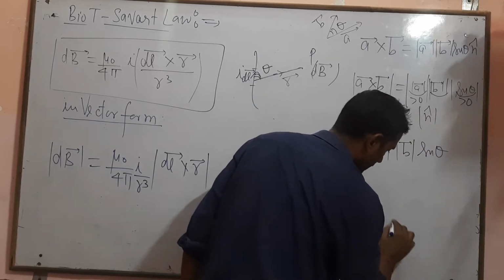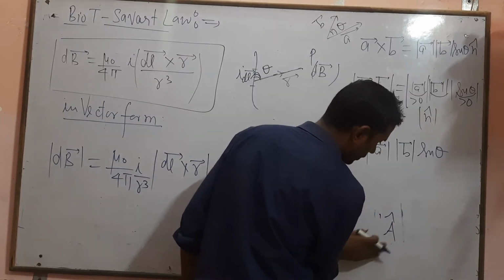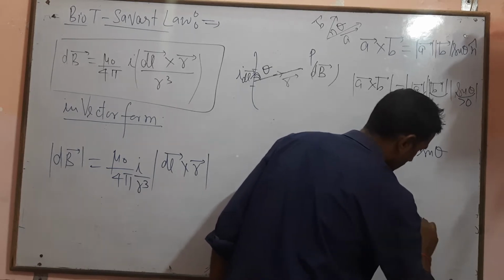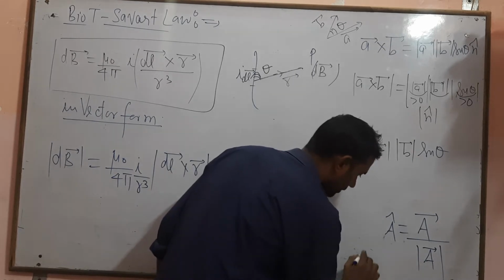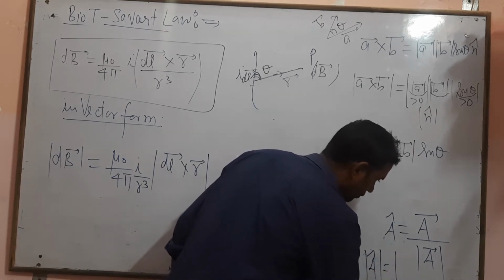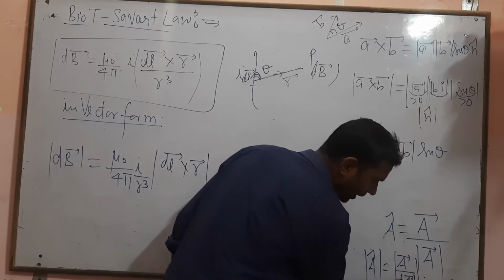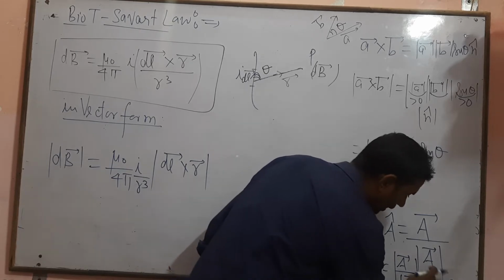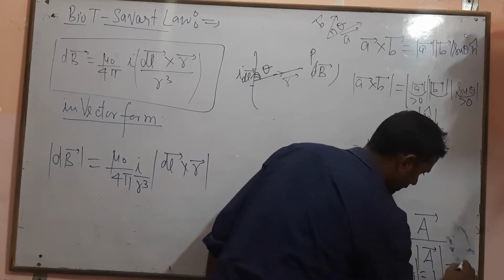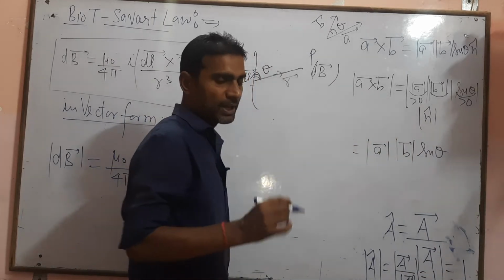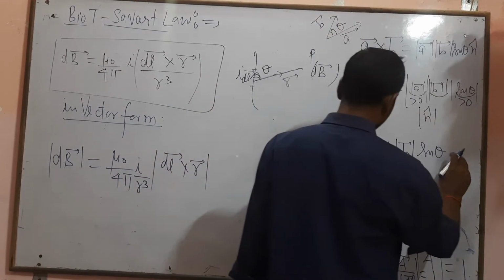Mod of A cap. If A is the vector, A cap is the unit vector, then A cap equals A vector divided by mod of A. If we take the mod both sides, then mod of A cap equals mod of A vector divided by mod of A, so mod of A divided by mod of A equals 1. So mod of A cap equals 1. This implies that the mod of any unit vector equals 1.